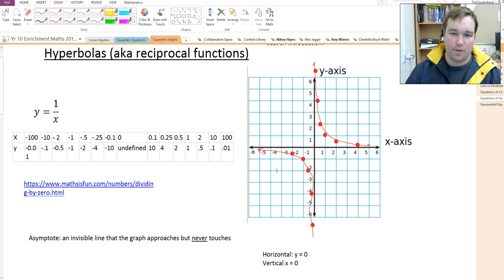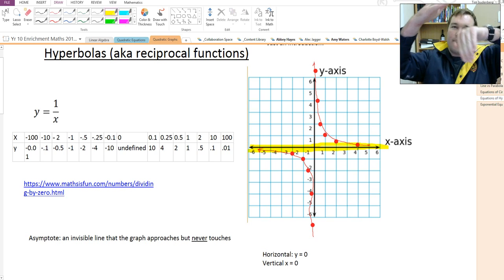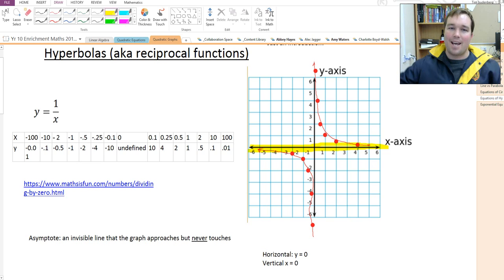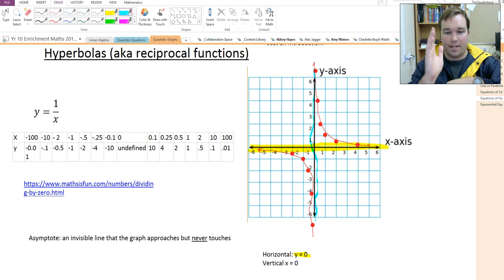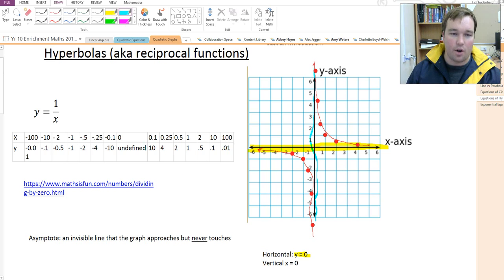So our curve here on the horizontal side curves ever and ever and ever closer to that yellow line. That yellow line is y equals 0. Similarly, on the vertical side, and the highlight doesn't work vertically, but those red lines curve ever closer to that blue line without ever touching it, because it can't happen when they touch, because 1 over 0 is undefined.